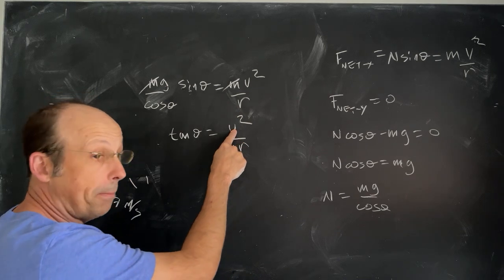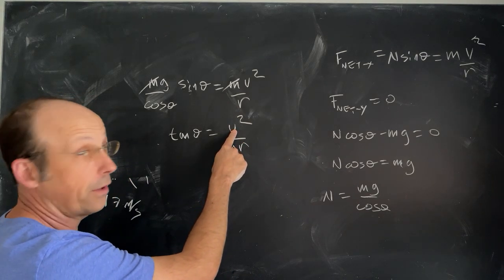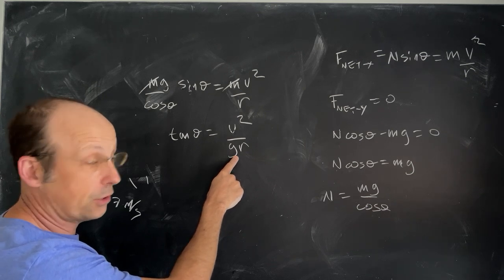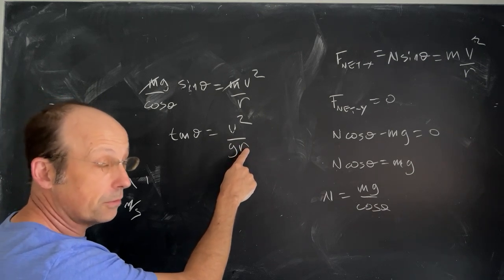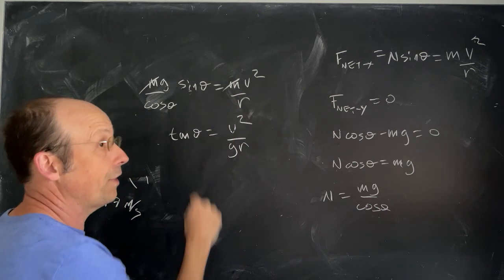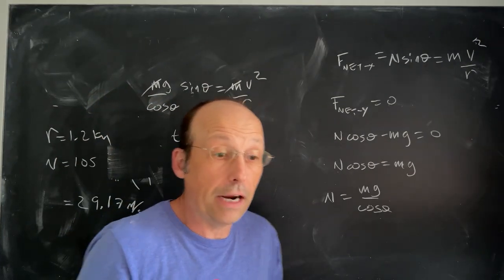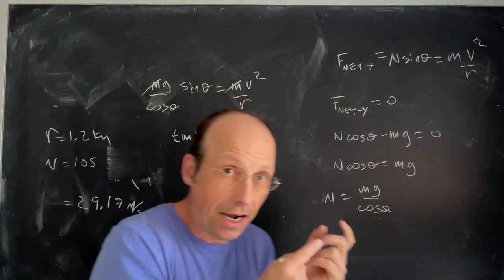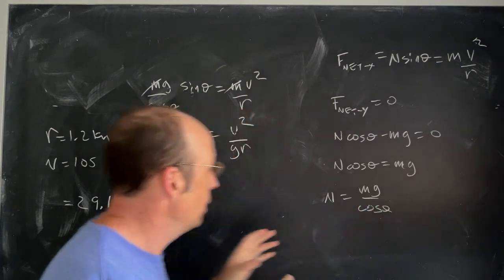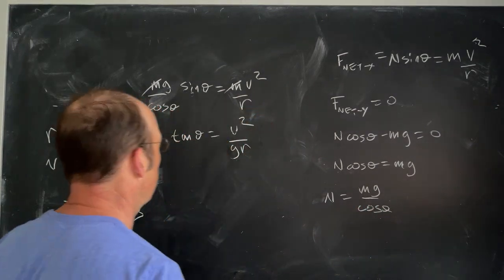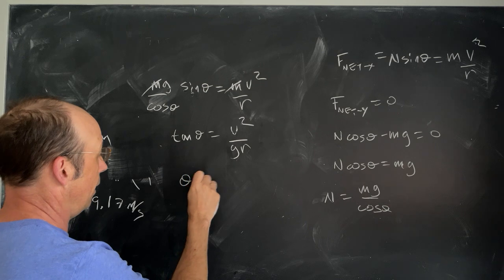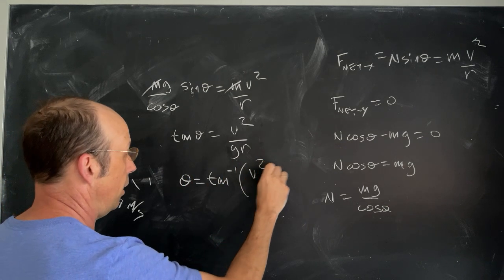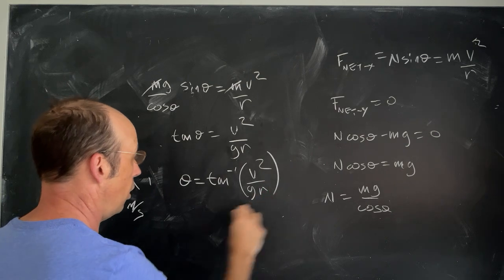So v is in meters per second, and I square that, I get meters squared per second squared. Down here I have meters per second squared times meters, which is meters squared per second squared. So this whole thing has no units. That's good, right? Because tangent theta is a ratio of sides, so it can't have any units. But then I can solve for theta. It's going to be the inverse tangent of v squared over g times r.